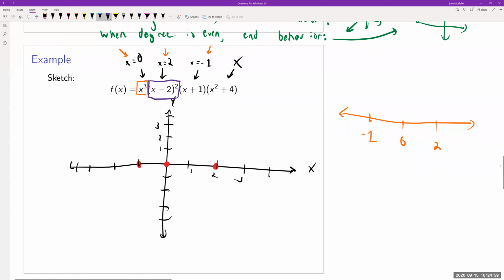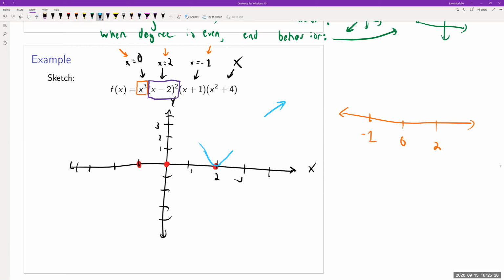Well, let's say I plugged in a very large number. All of these different pieces would end up being positive. So I know when I come out the end here, it is going to be positive. At 2, I know that it's going to bounce off because the power on the x minus 2 factor is even. So I have something like this.